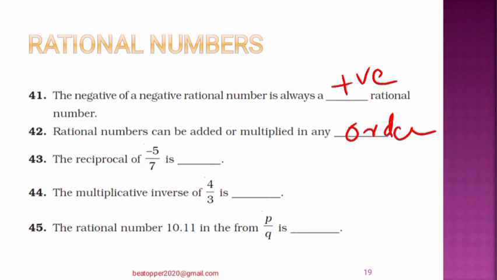Next question: the reciprocal of minus 5 by 7 is 7 by minus 5. There is no sign change. The multiplicative inverse of 4 by 3 is 3 by 4. Multiplicative inverse and reciprocal are the same.